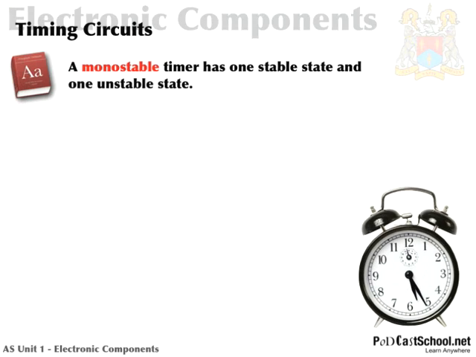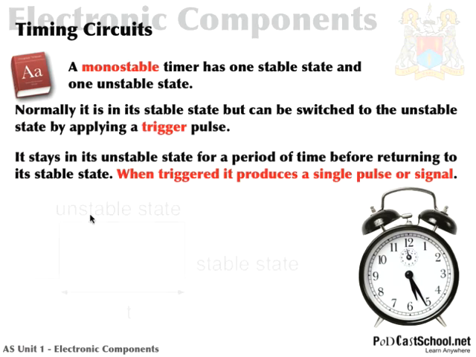Now, the first type of timing circuit we're going to have a look at is something called monostable, and a monostable timer has one stable state and one unstable state. Now that becomes clearer when we look at the diagram.